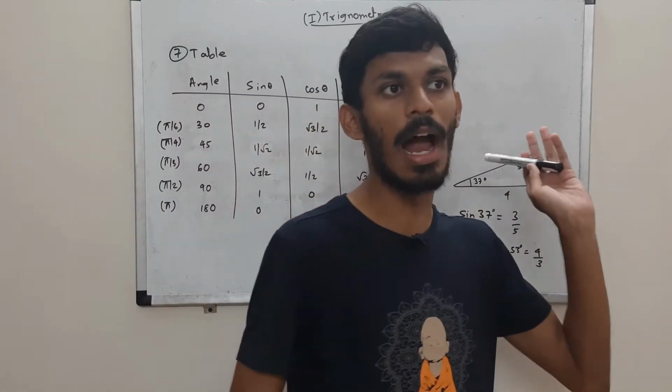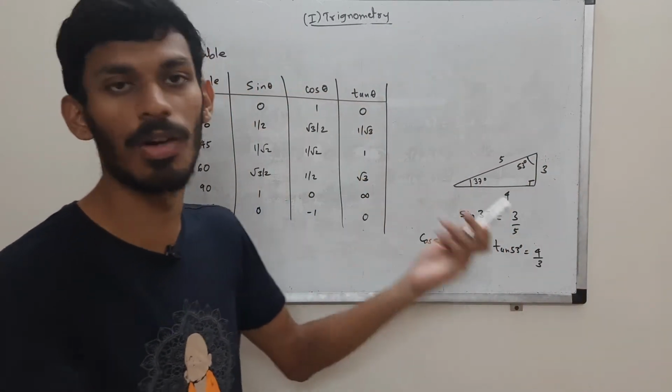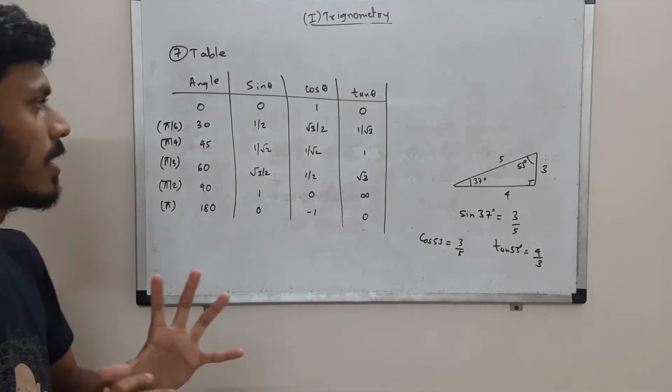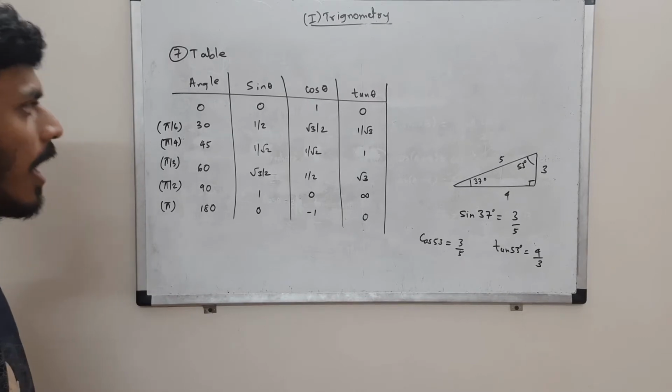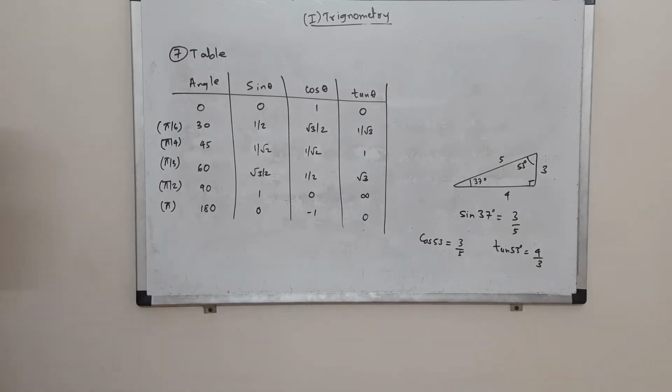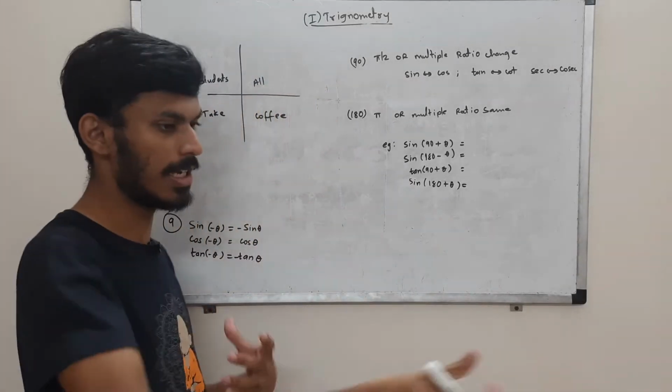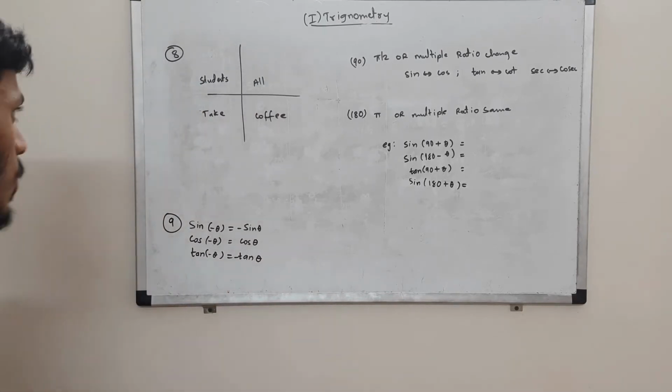3, 4, 5 and 37, or 3 is opposite to 37 degrees. Okay, so let's discuss a final thing about trigonometry, and you can note this table down for now. You can take a screenshot or make a note of it. Two results from trigonometry. Then we'll study the graphs and do some questions on trigonometry.